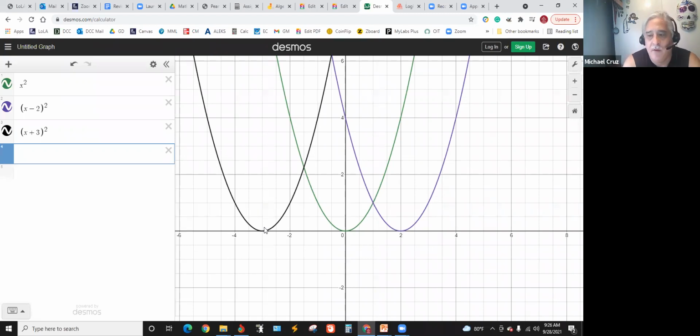All right. See how it does that? Shifting horizontally. And it's the opposite sign of what is inside of the function. You can look at it as x minus whatever that number is. So in the case of x plus 3, it's x minus a minus 3, which gives us the negative shift.